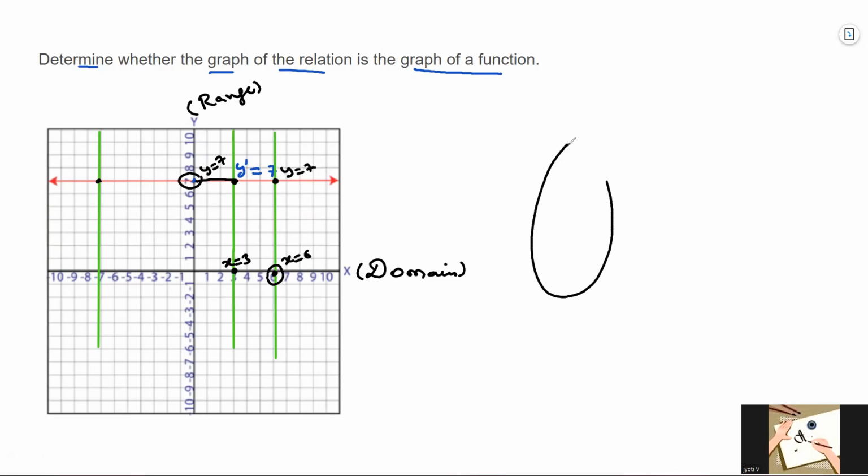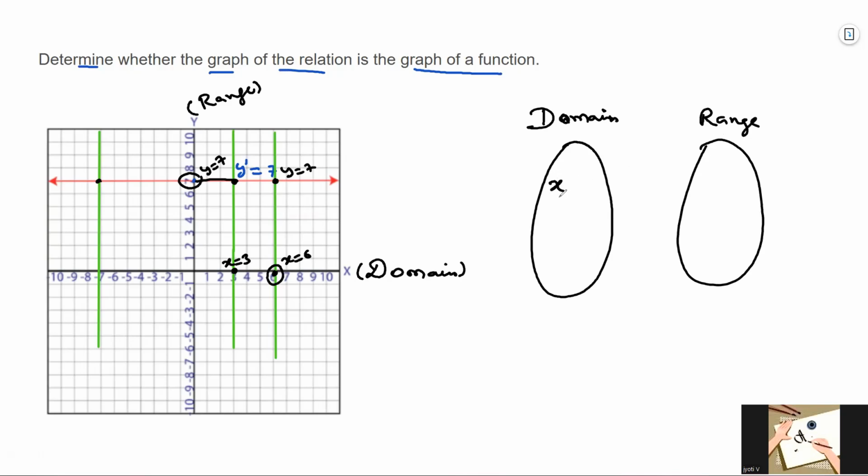Let me draw the domain set and the range set. The domain set has the values of input, that is x. So here we have x as 3, x as 6, x as negative 7. Let's have these three just for an example.